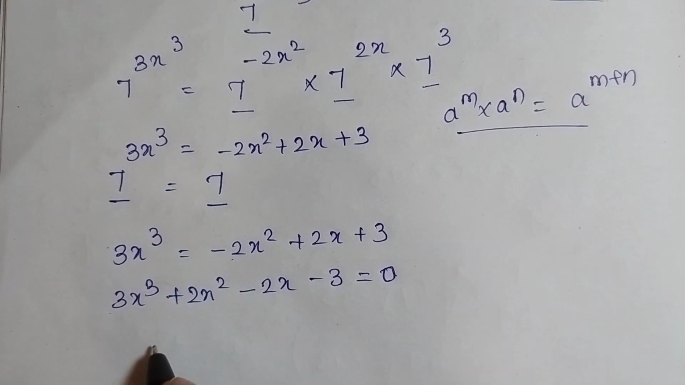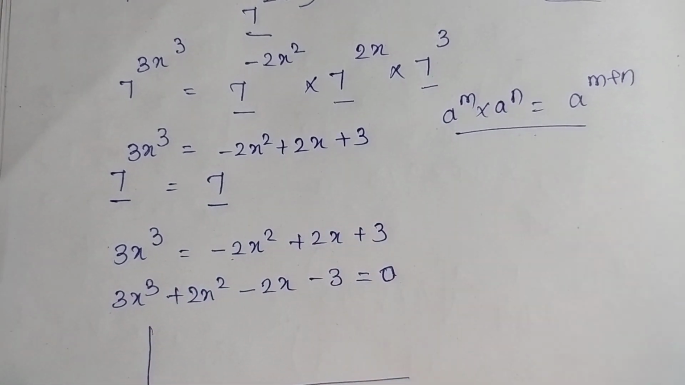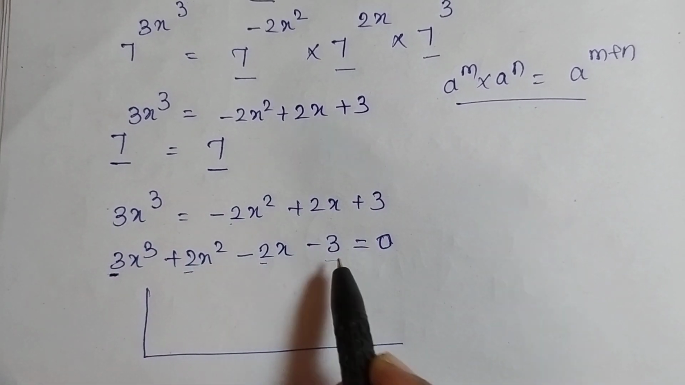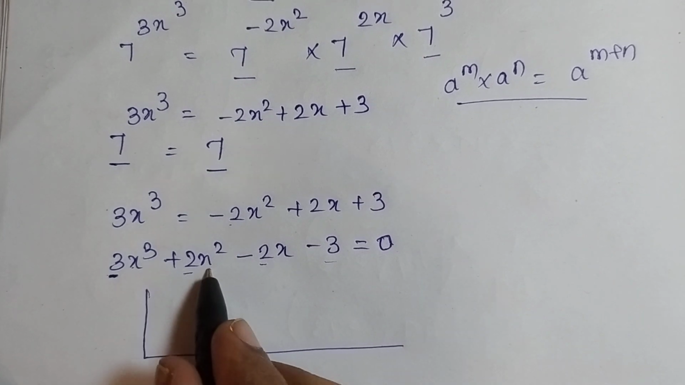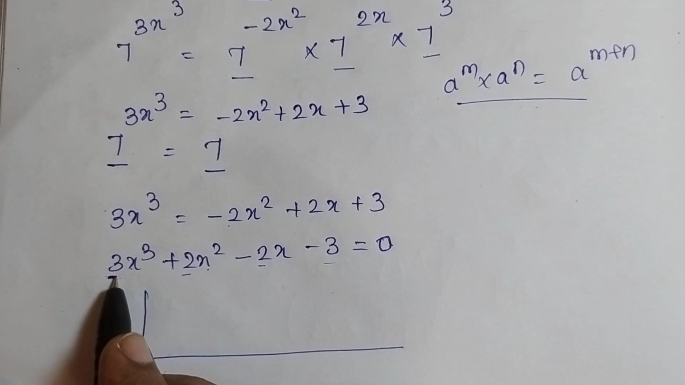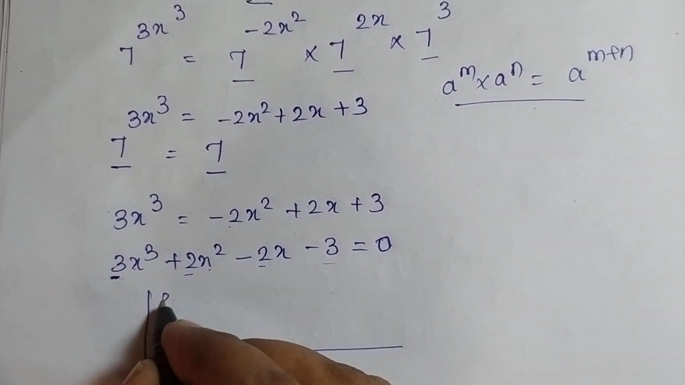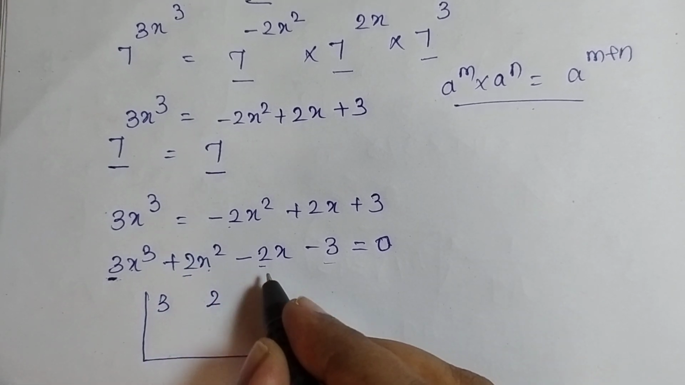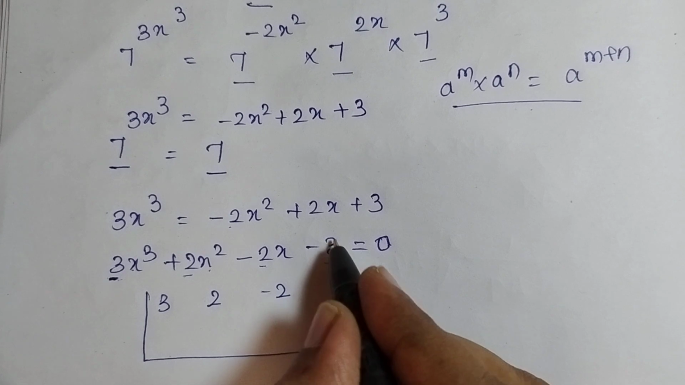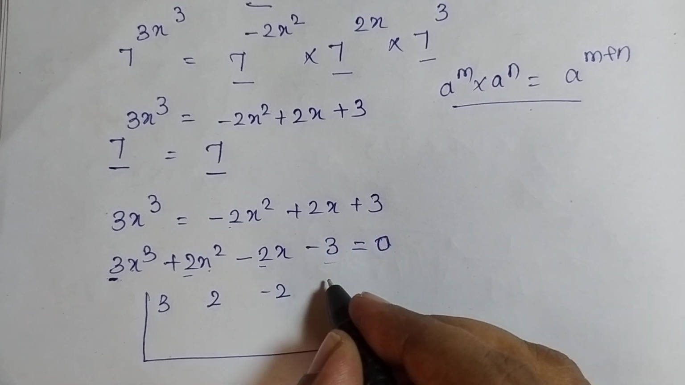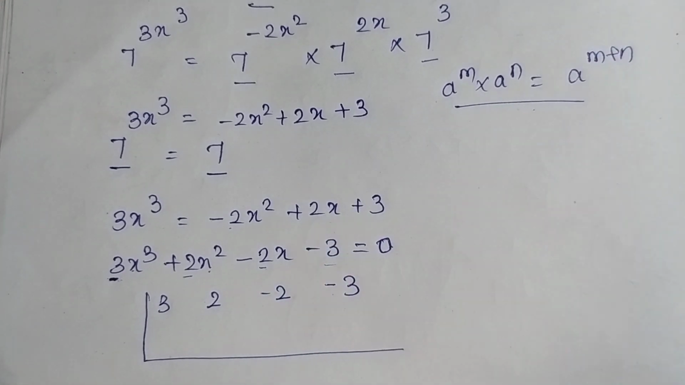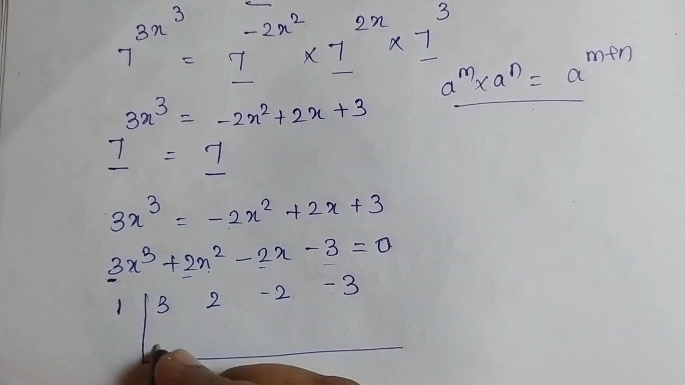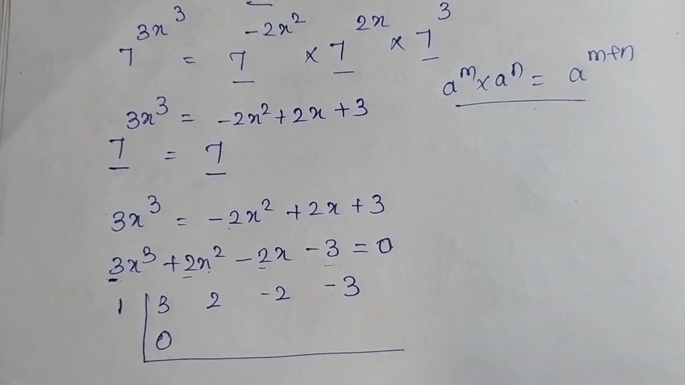For that, first I'm going to draw like this, and then write the coefficients of the x terms: the x cube term, x square term and x term. Coefficient of x cube term is 3. Coefficient of x square term is 2. Coefficient of x term is minus 2. And the constant is minus 3. So let's start with 1. I'm going to write 0 by default here.